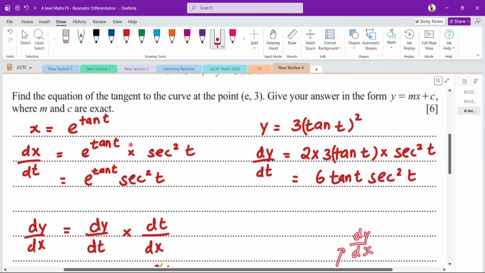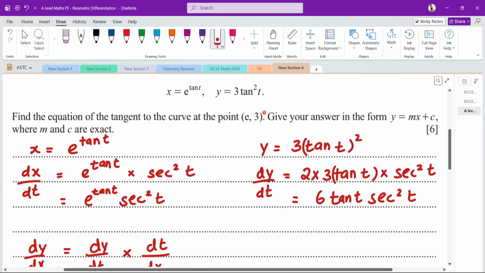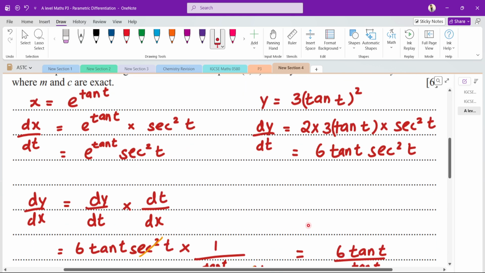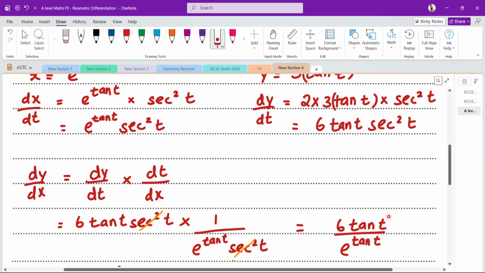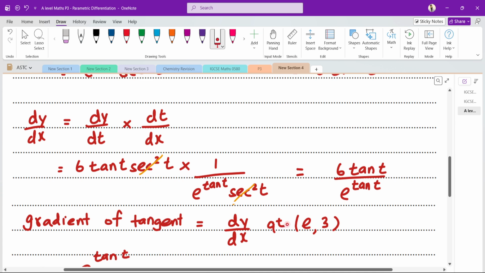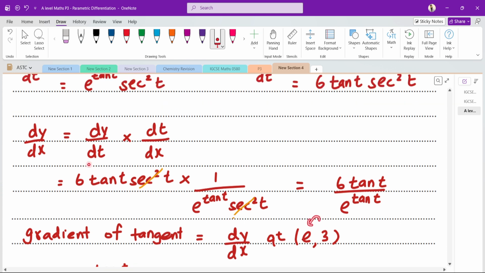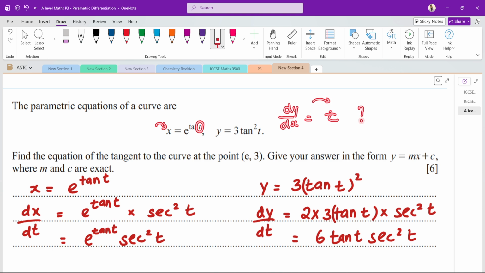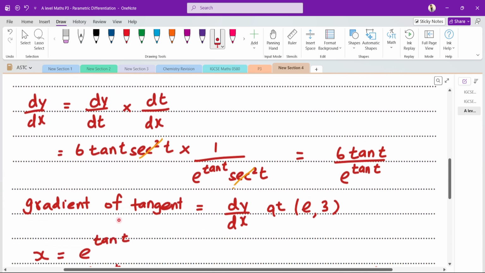Now I need to find the gradient of the tangent at a particular point, and that particular point has coordinates (e, 3). But you should see that your dy/dx is dependent only on t. So what I can do is find the gradient of the tangent by first finding the variable t, because my dy/dx is in terms of t. So I need to find what t is at this point, and that can be found when I plug in the value of e over here. Okay, so let's do that.